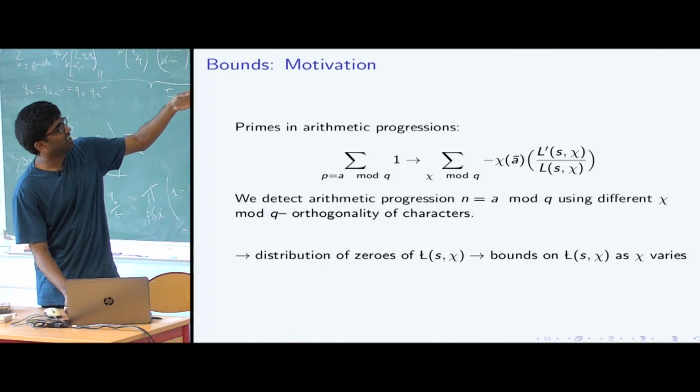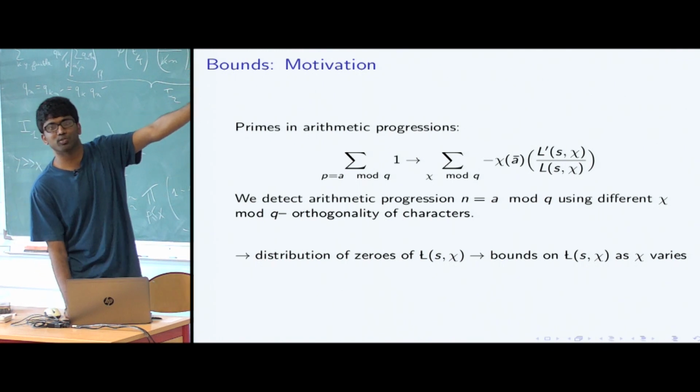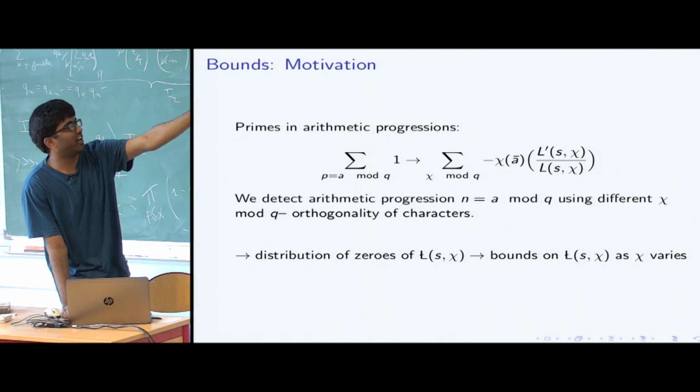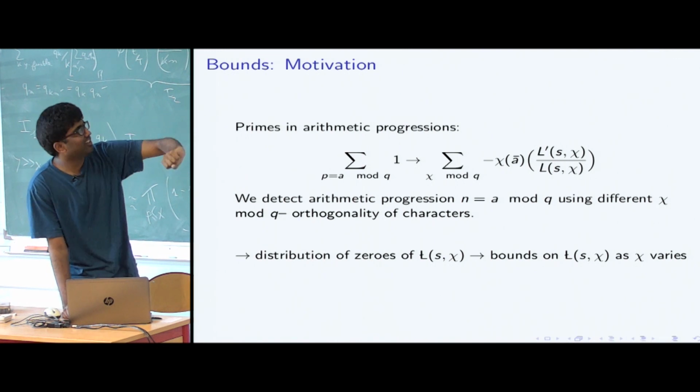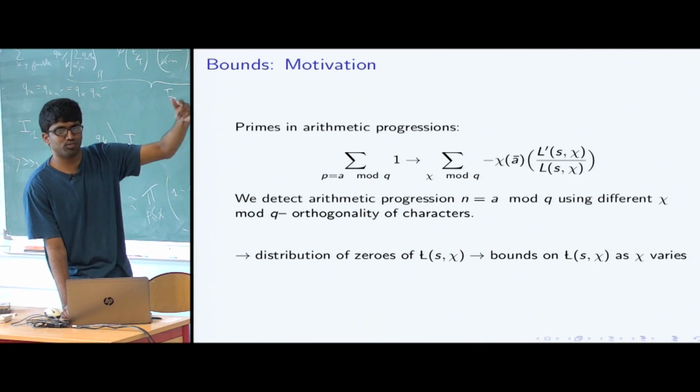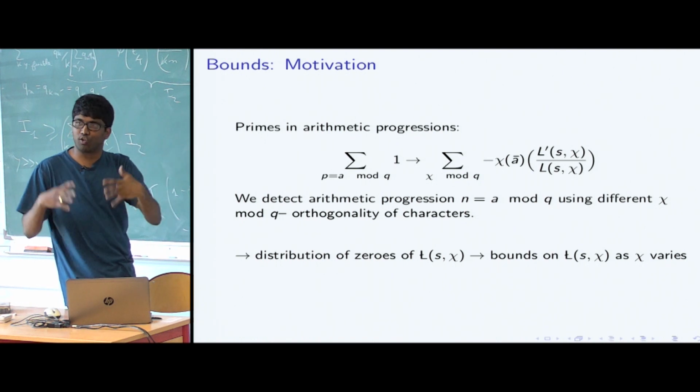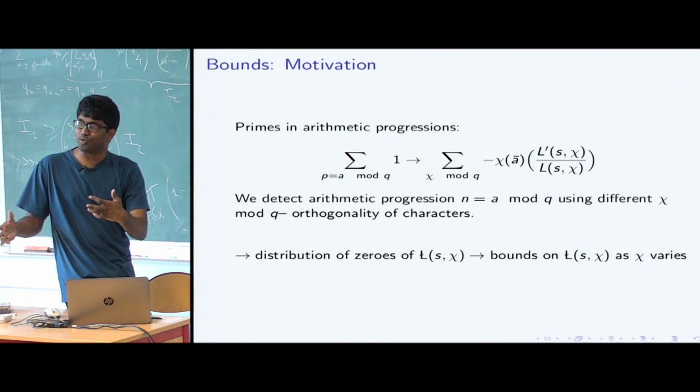Similarly, if you want to understand primes in an arithmetic progression, that is related to the log derivative of L-functions of characters, summed over all characters. So you want to understand the distribution of zeros of these L-functions as chi is varying. For different characters, how are the zeros of this function distributed?